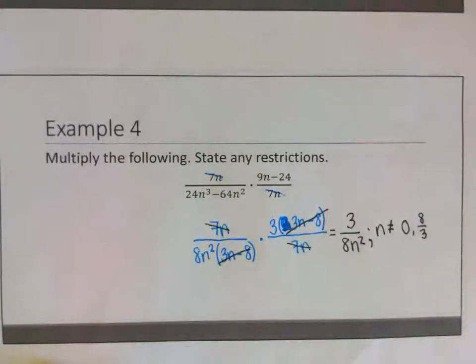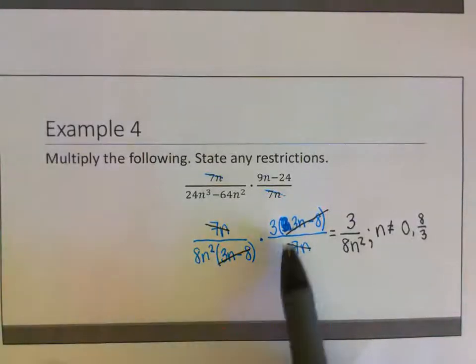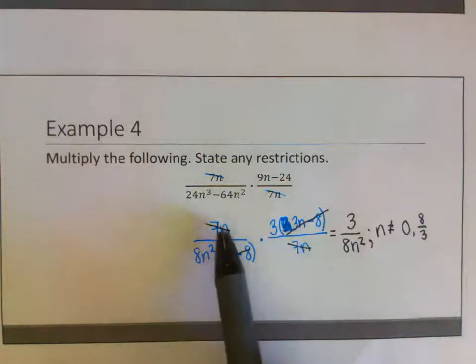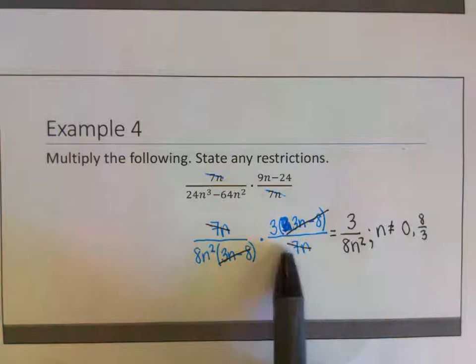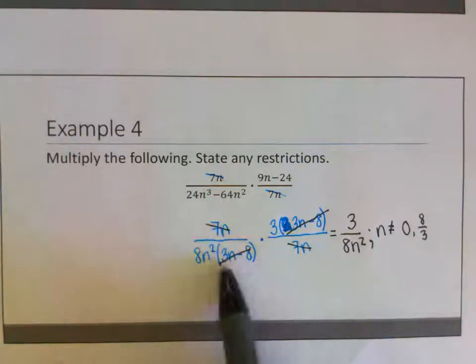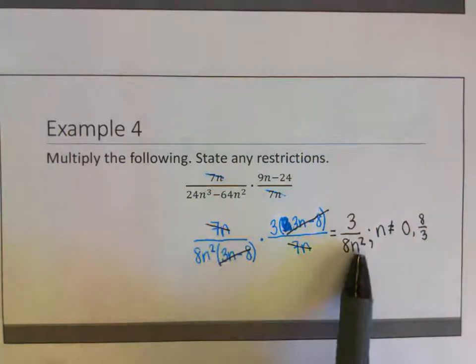All right, so this is what it should look like when you factor it. Please ignore the scribble there. I made a small mistake. So we get 7n over this. GCFs are important. Got to check for them. And then I canceled out 7n's and 3n minus 8, and I was left with this.